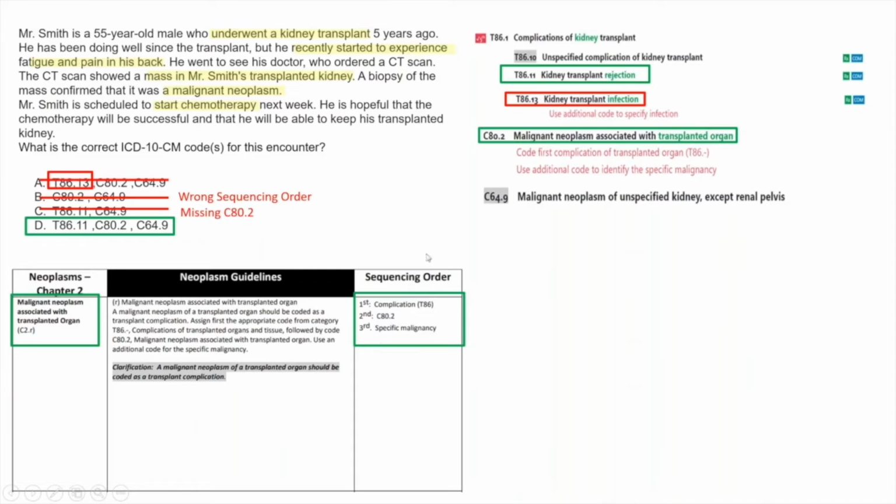organ. And you can see the instructional guideline as well. Code first the complication of the transplanted organ and use additional code to identify the specific malignancy. So the third code would be for the malignancy, that is malignant neoplasm of unspecified kidney except renal pelvis. The code would be C64.9.